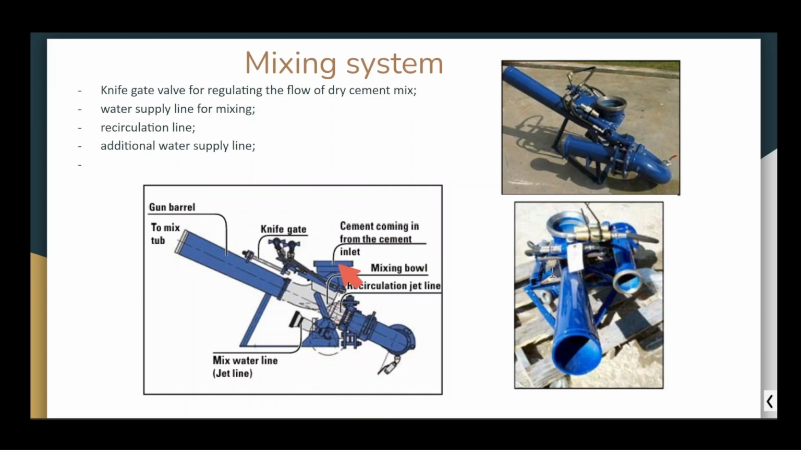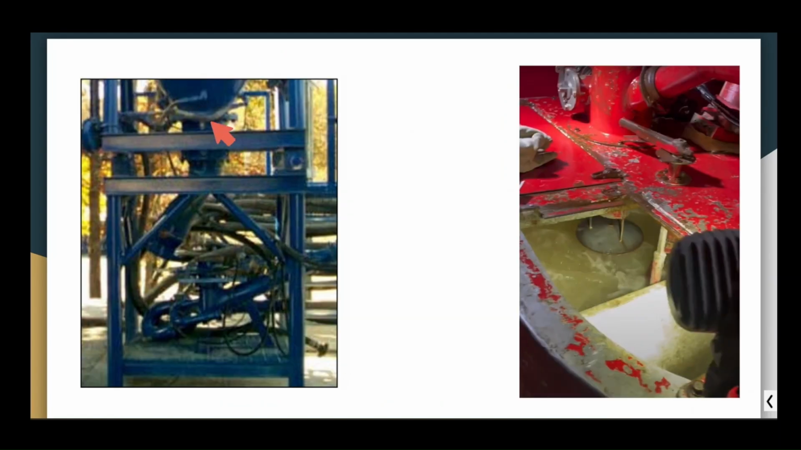Mixing bowl: the dry blend cement stops here. Recirculation jet line: this circulation goes on because of the discharge of the recirculation centrifugal pump. Also, we have an additional water supply in order to simplify our cement slurry mixing. This is a storage can, a pressurized vessel with 1 ton of dry cement, and there is a special 10 inch butterfly valve, air driven, pneumatically driven, regulated by the pump operator.